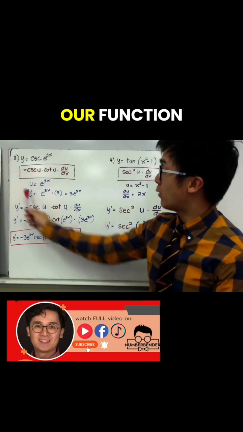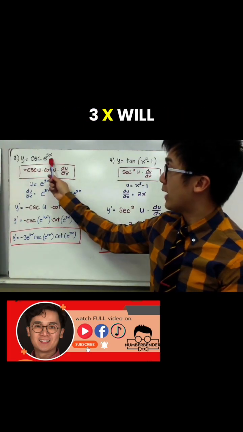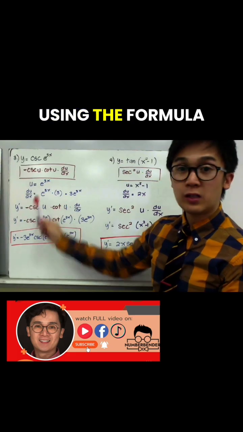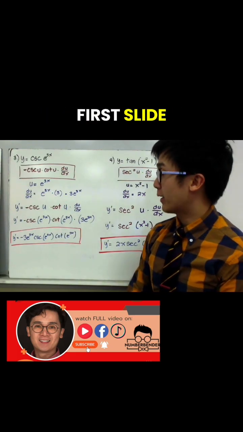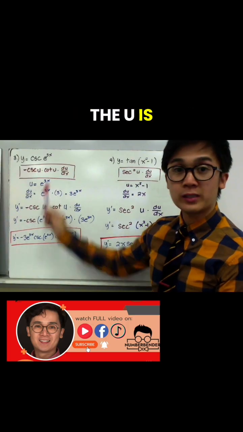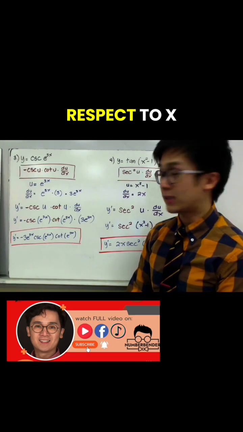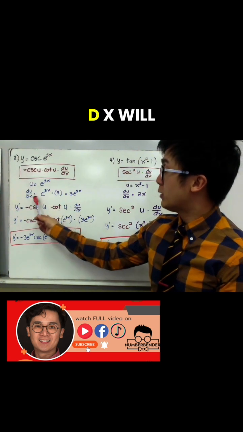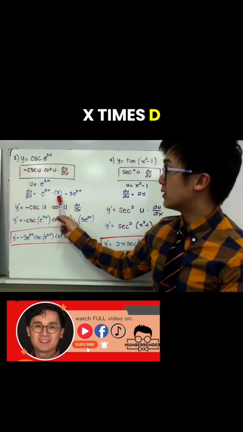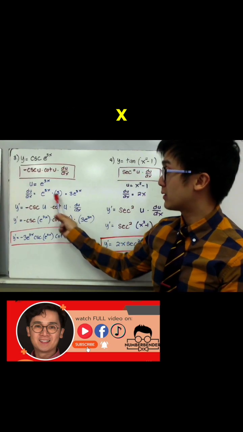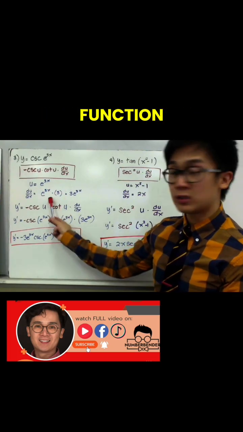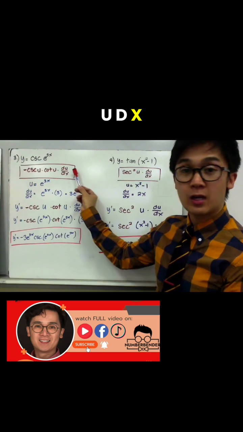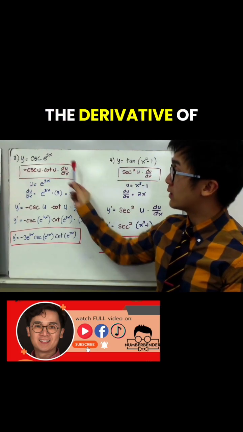Now, breaking down our function, e to the 3x will be our u, and we're going to find the derivative of e raised to 3x using the formula that we have seen on the first slide. So the derivative of e to the u is e to the u times the derivative of u with respect to x, which is simply the derivative of the exponent. So du dx will be e raised to the 3x times the derivative of 3x. In simplifying this function, we'll have 3e raised to 3x. So this is now our du dx, which we will use in finding the derivative of our function.